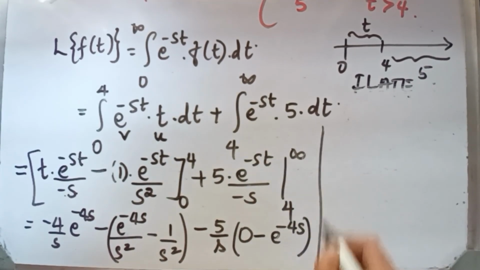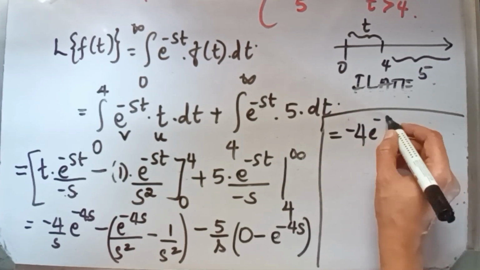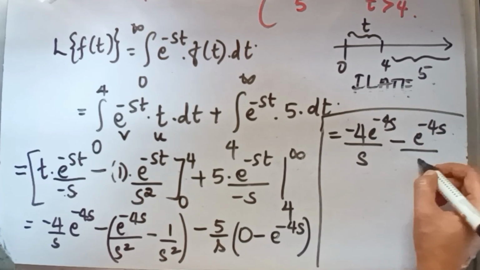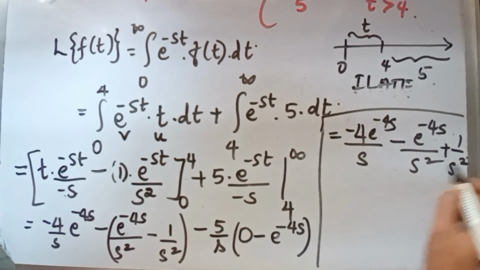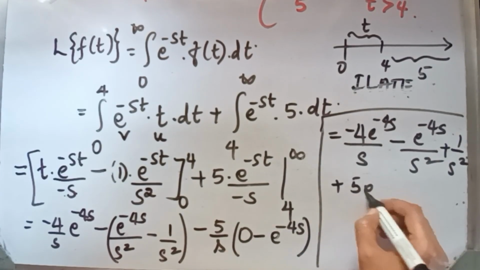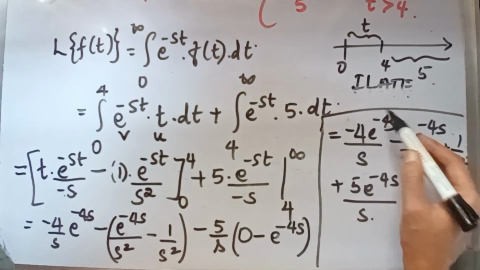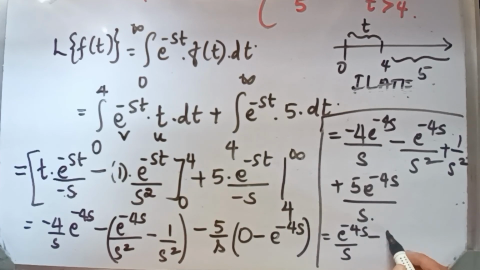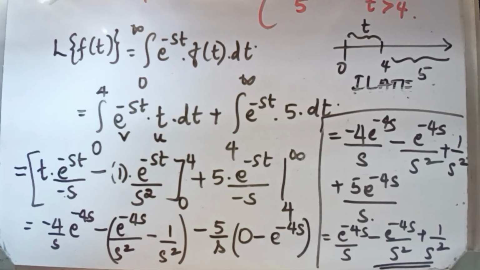So I will write here, after simplification you will get here minus 4 e power minus 4s by s minus e power minus 4s by s square, minus of minus plus 1 by s square, minus of minus plus 5 e power minus 4s by s. Okay, you can simplify this further as e power minus 4s by s minus e power minus 4s by s square plus 1 by s square. This is the final answer.